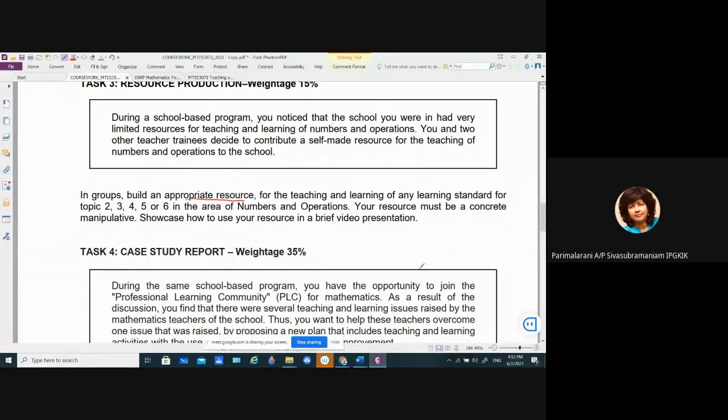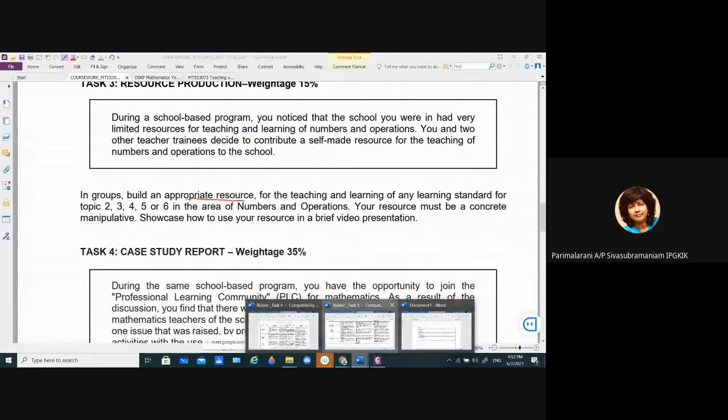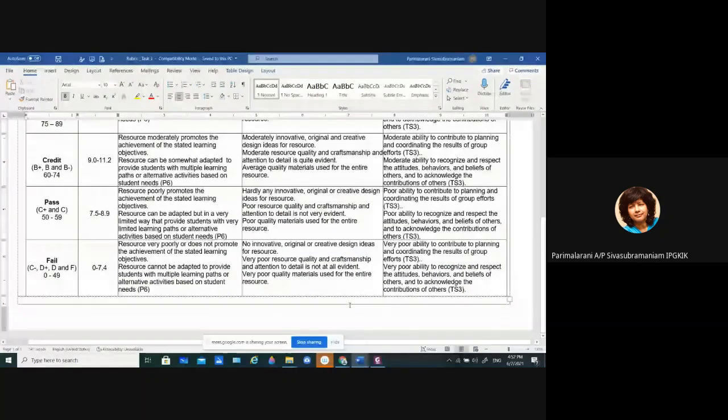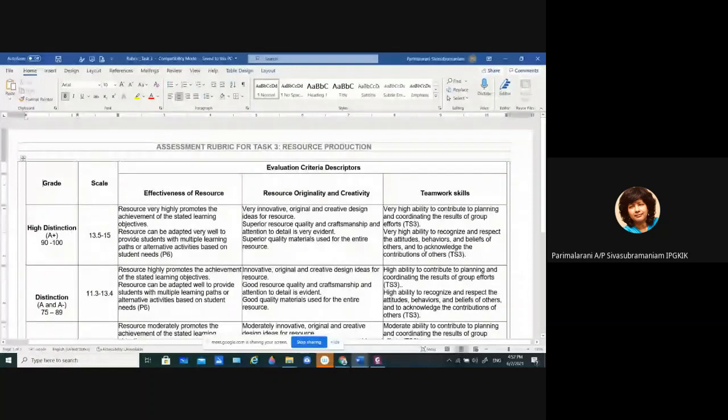Okay, when we look at the tugasan, the task here, we have to read it together with the rubric, okay? You must read the rubric after you've done your resource. Go back and read the rubric again and see if you have fulfilled all the criteria, okay? So let's look at the high distinction 1A plus first, okay?